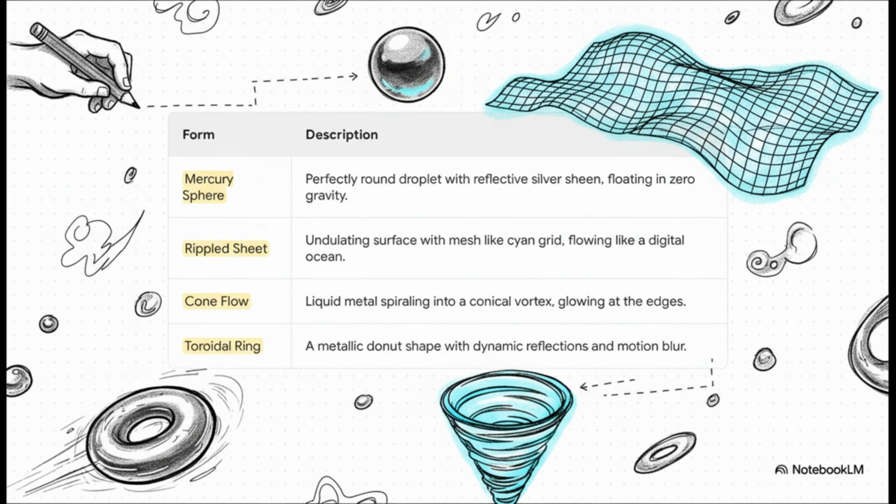And you can really see the variety in the collection. You've got the mercury sphere, which the prompt described as a perfectly round droplet just floating in zero gravity. Then there's the rippled sheet, which feels like this huge, undulating digital ocean. Every single one started as its own distinct idea, a really specific prompt that let the artist explore different sides of their whole liquid metal theme. It's literally a gallery born from words.